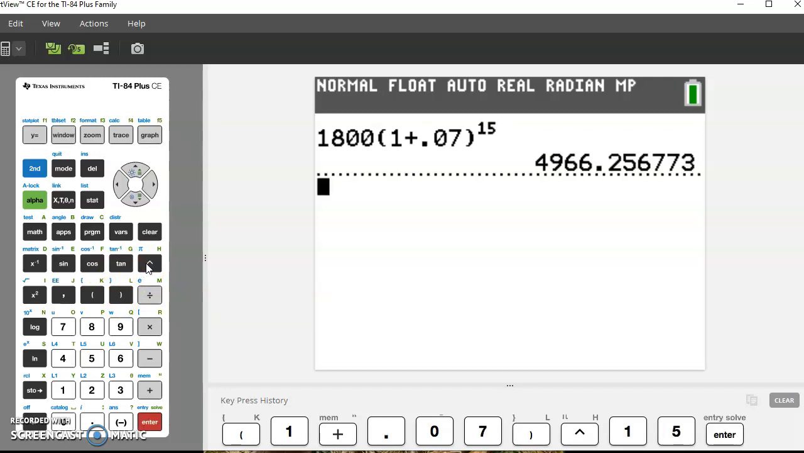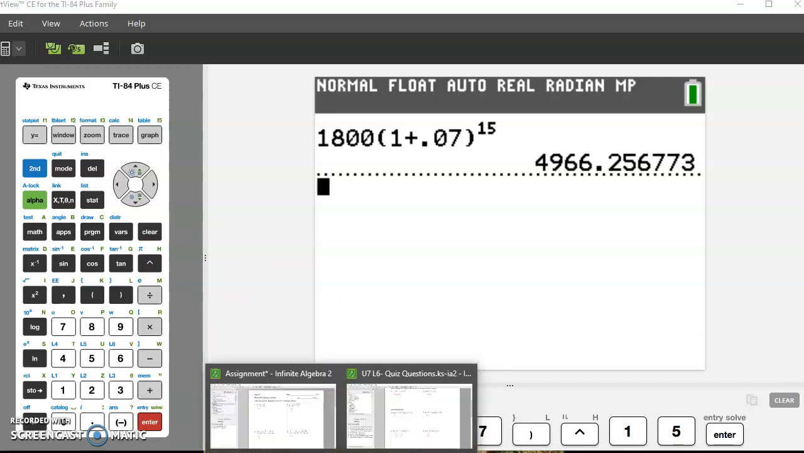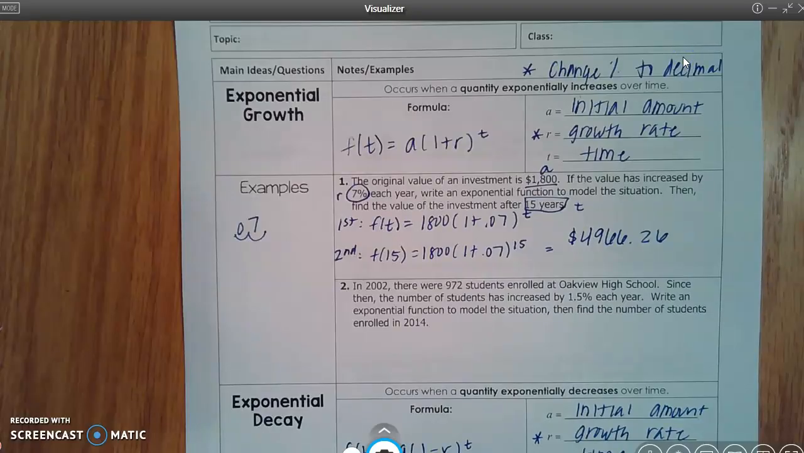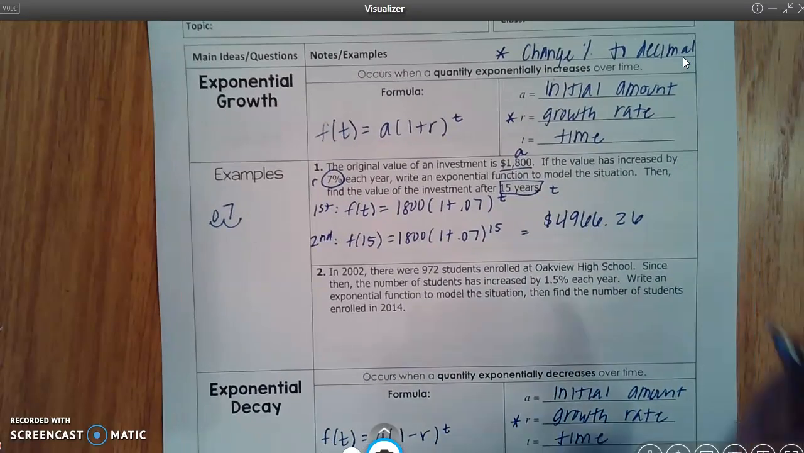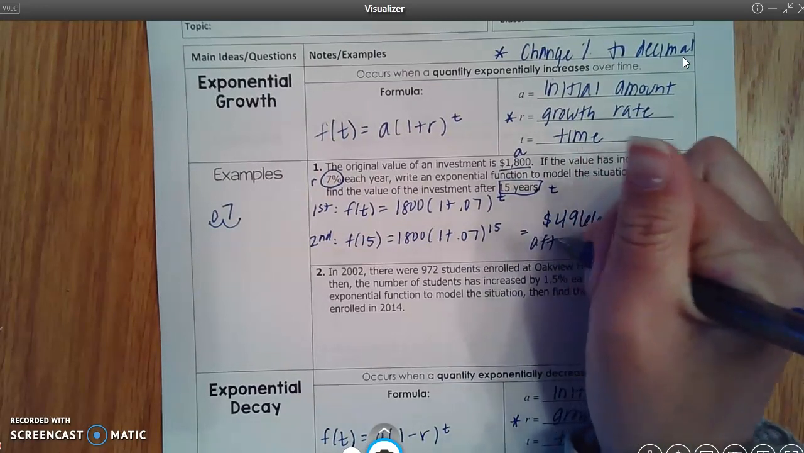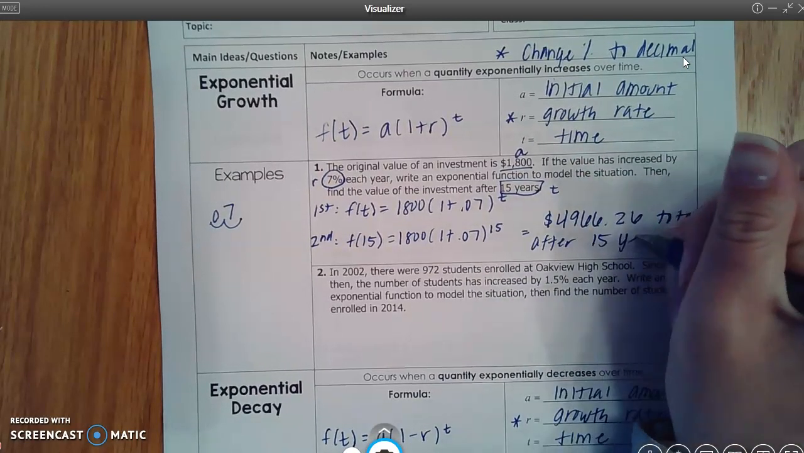Now we're talking about money, so money is rounded to 2 decimal places, so I would say my final answer is 4,966.26. And then the way that you can write your final answer is $4,966.26 total after 15 years.